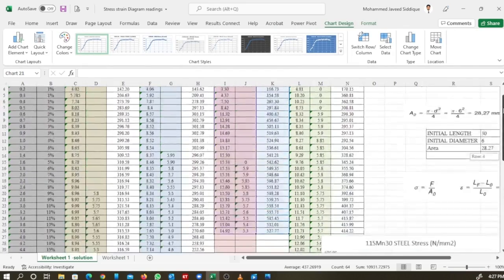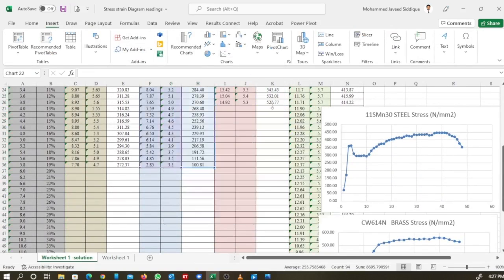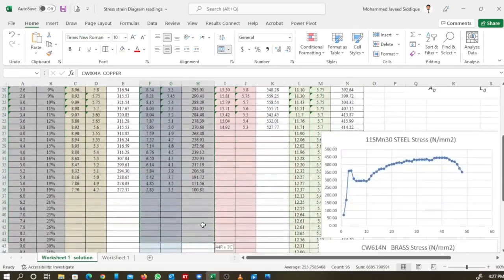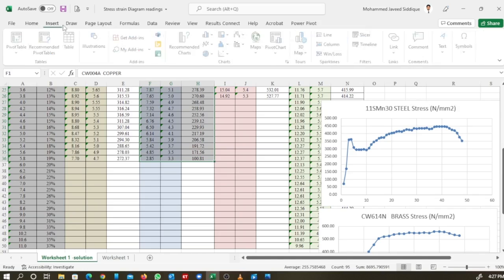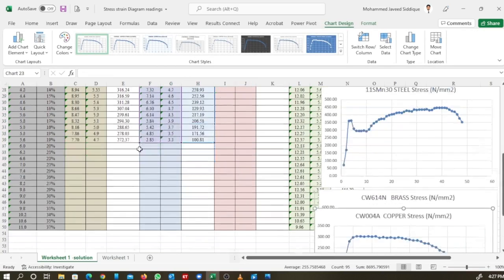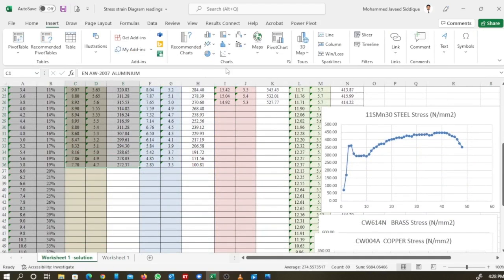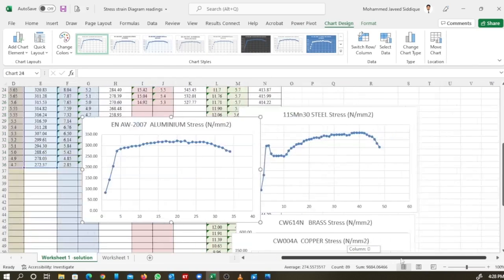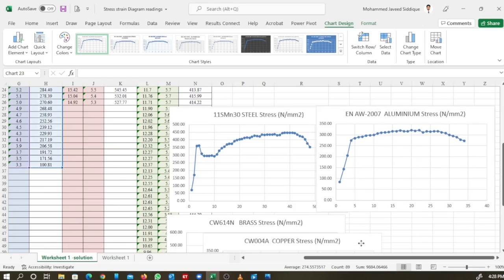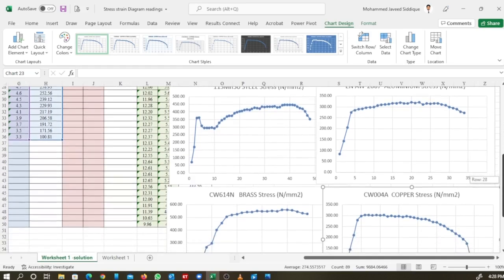Next I can select the copper, insert, scatter plot. This is for copper here. Scatter plot, and this is for copper, yes. So steel, aluminum, brass. Now aluminum is remaining. I'll do the same thing for the aluminum here. Scatter plot again, this is for the aluminum. So this is how you generate these graphs, students. You can put all of these graphs into one single graph to compare them. So just to show you, these are the 4 graphs that we have generated for aluminum, steel, brass and copper.